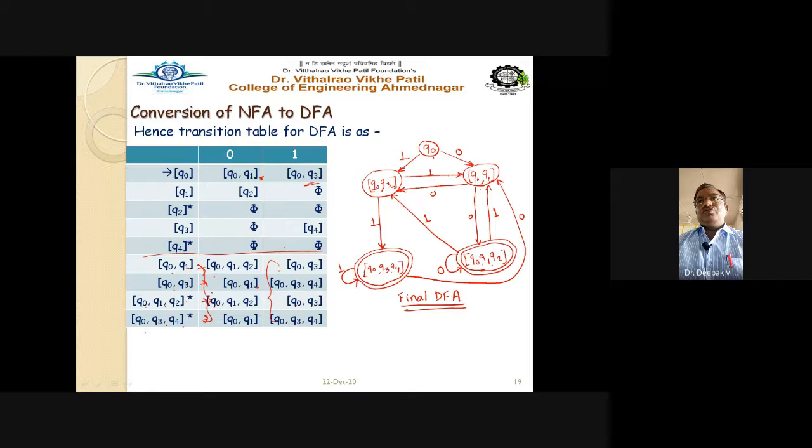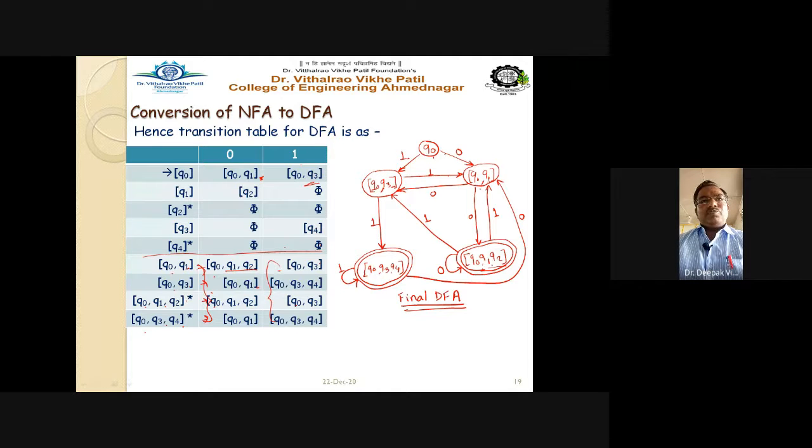So Q0 Q1 on 0 go to Q0 Q1 Q2, whereas, say for example, Q0 Q3 on 1 go to Q0 Q3. So in this way you have to mark all the transitions, right?